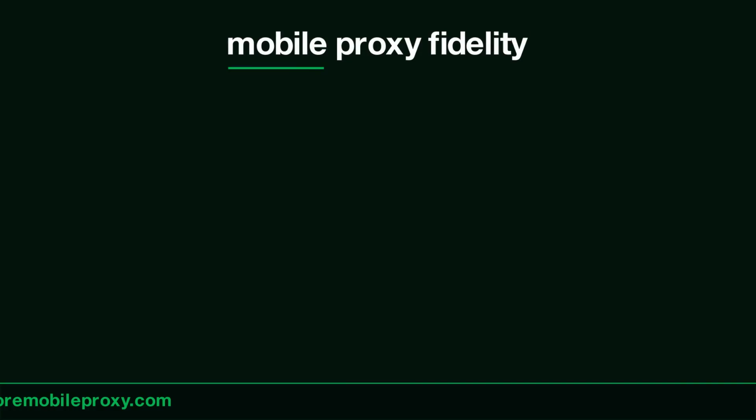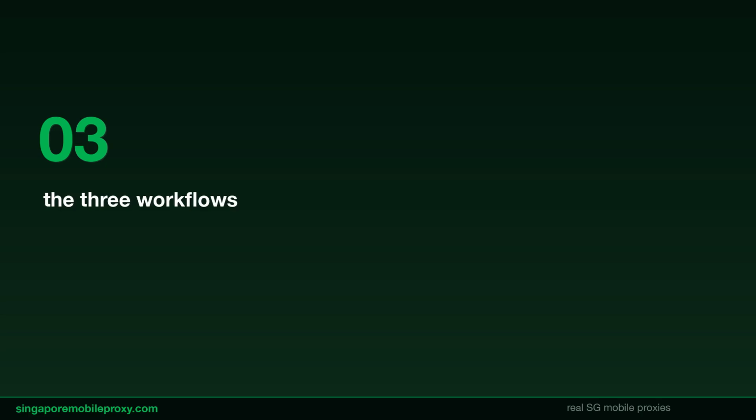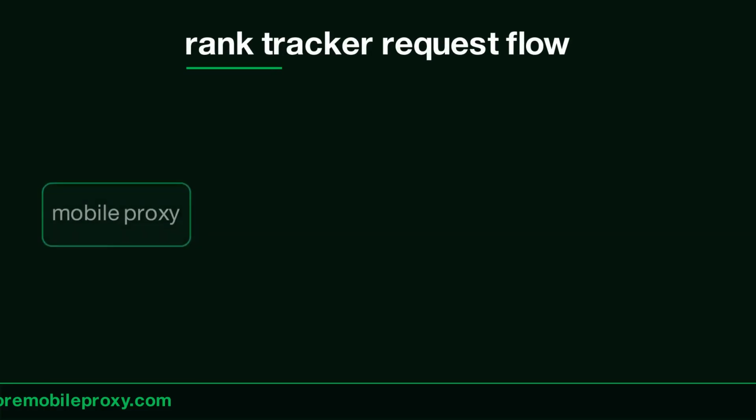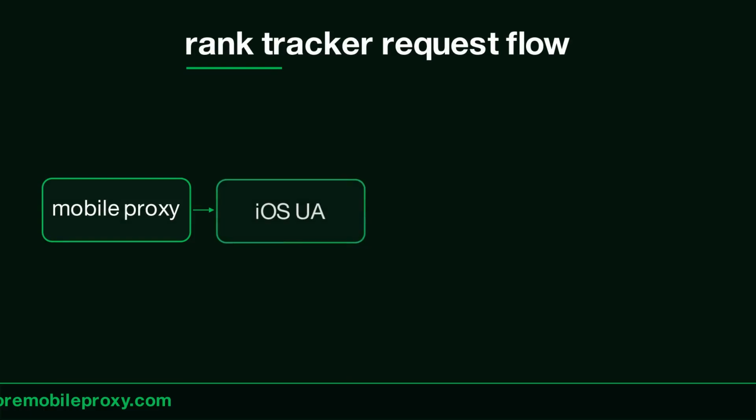From a Singapore mobile IP plus a current iOS UA, the App Store search response matches what a real iPhone user in Singapore sees. From a Singtel cellular signal plus an Android UA, the Play Store response matches a Pixel user on Singtel. For ASO work targeting SG and SE users, that fidelity is the difference between a keyword set you can defend and a keyword set that misses half the actual opportunities.